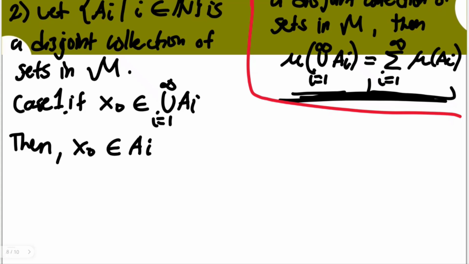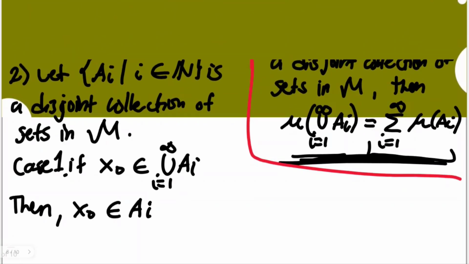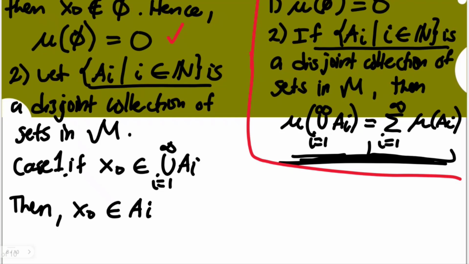We don't know what that a sub I is here, because if we talk about a sub I being the set, a collection of disjoint sets, that would mean x sub o should be an element of one of them. Of course, x sub o should not be an element of more than one, because, again, it's disjoint.